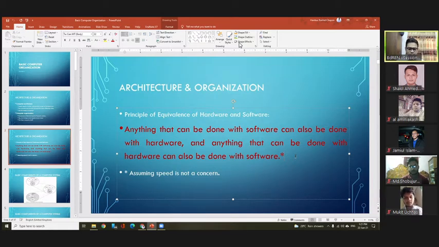If you think more, if you try to imagine more, you can understand that it is quite obvious that anything can be done by the software. It can also be done by the hardware and vice versa as well.